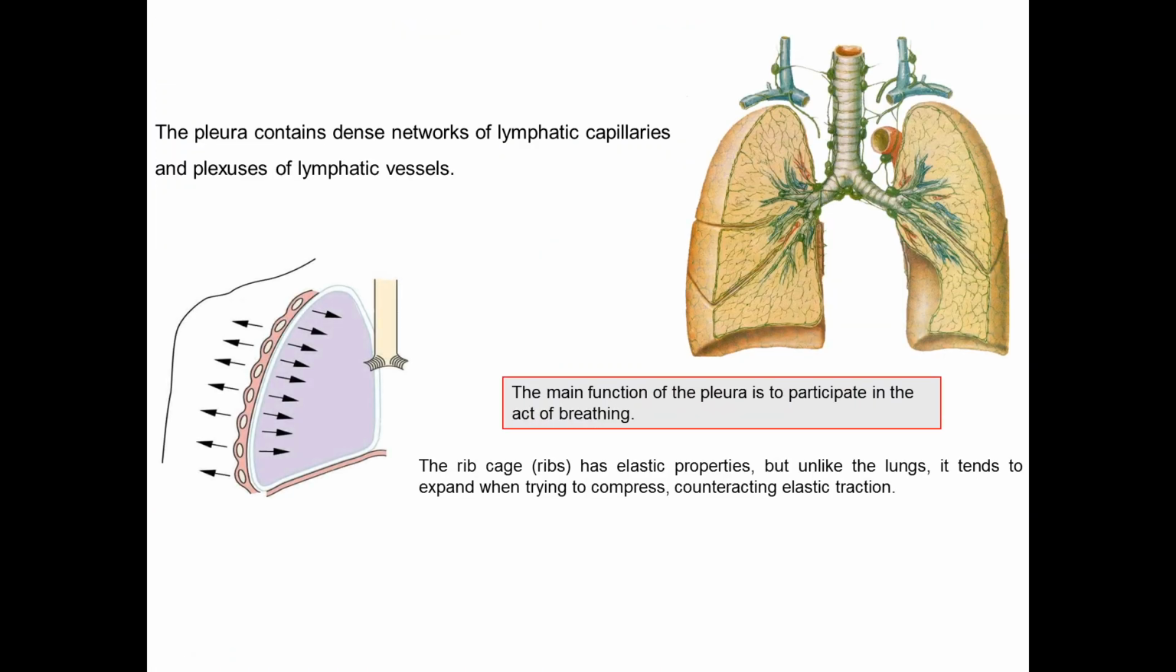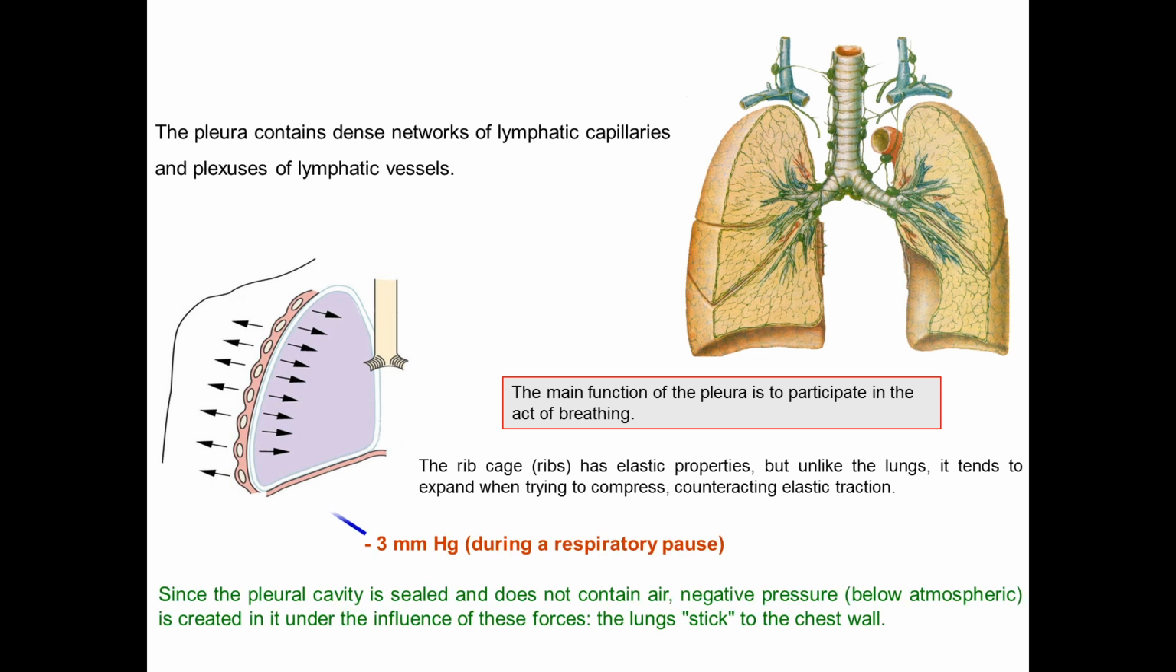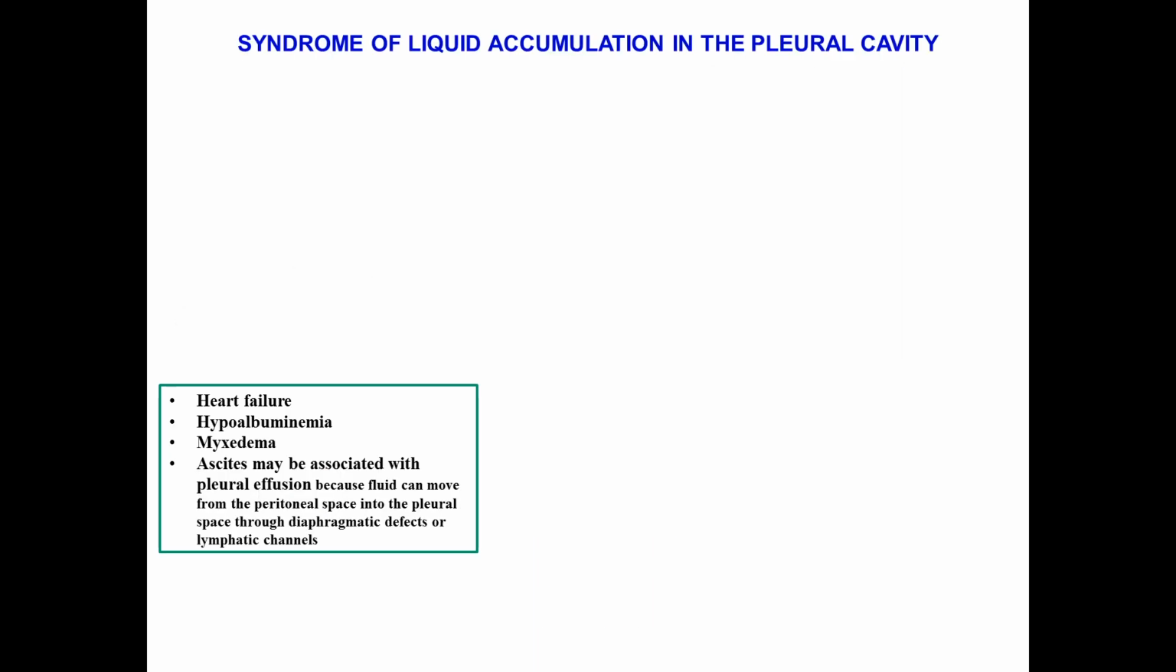Also, the pleura contains a dense network of lymphatic capillaries and a plexus of lymphatic vessels, and you should know the location of those lymph nodes. The main function of the pleura is to participate in active breathing. And also you should know, in the pleural cavity there is negative pressure of -3 mmHg.